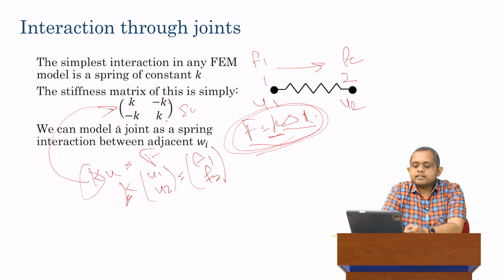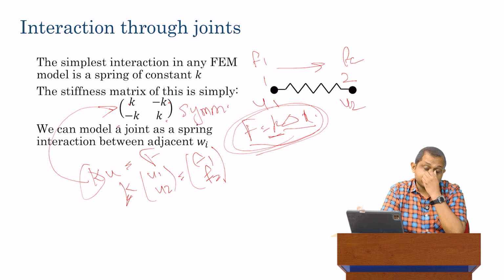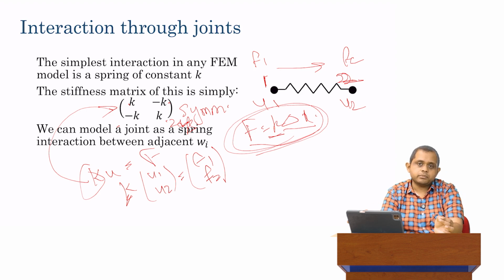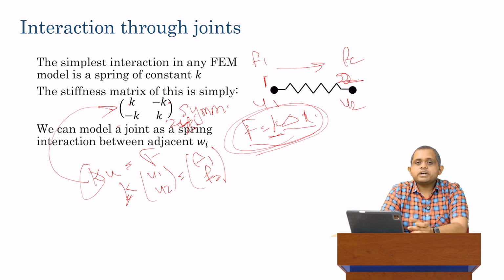You will note again, this is symmetric, as it should be. And you will also note that this has 2 degrees of freedom. Naturally, there's node 1 and node 2, each of them has 1 degree of freedom, and therefore the total degrees of freedom of a spring element is 2. So we have a 2 degree of freedom system, and therefore our stiffness matrix is 2 by 2, as we would expect. Now, why do we talk about this?